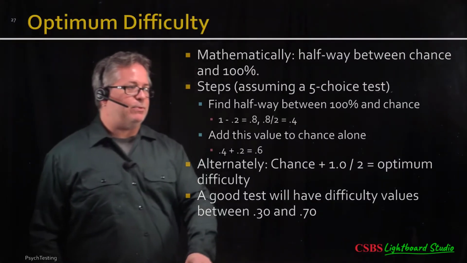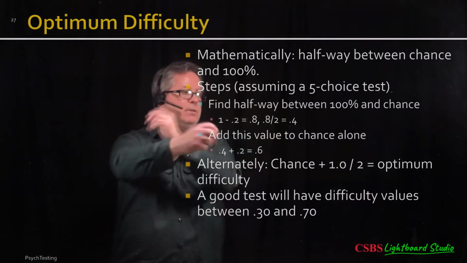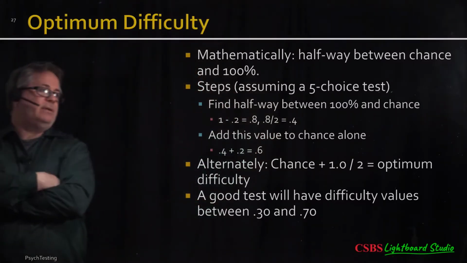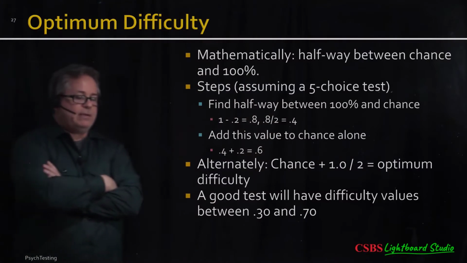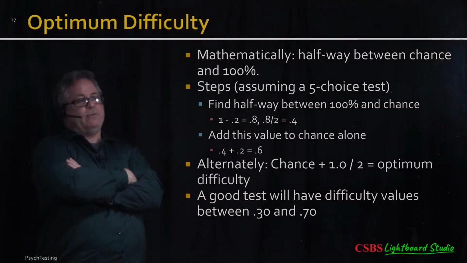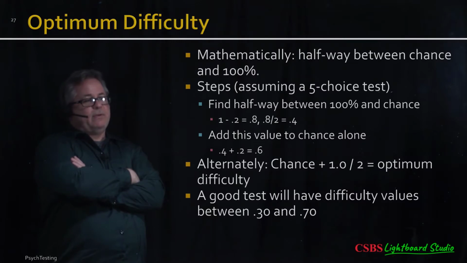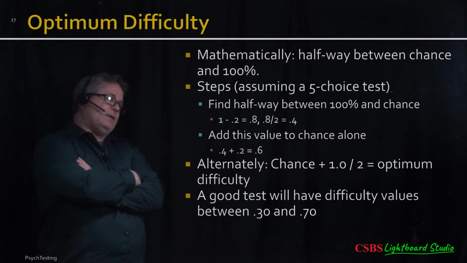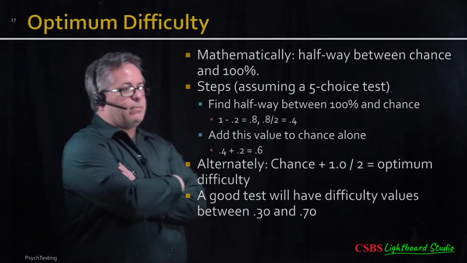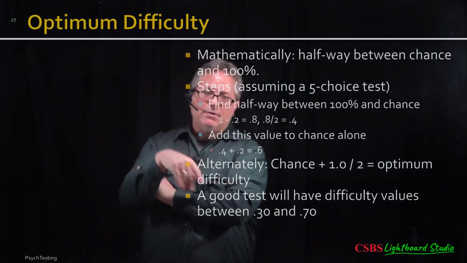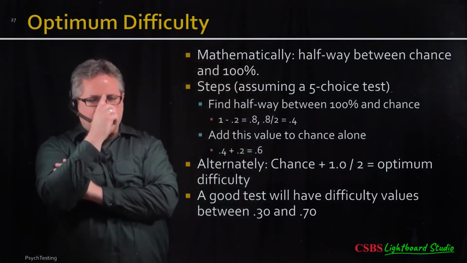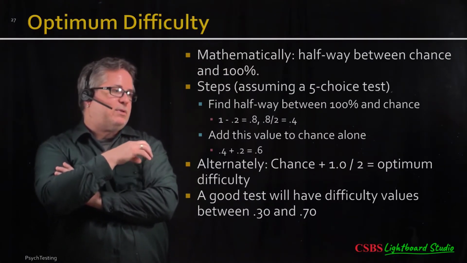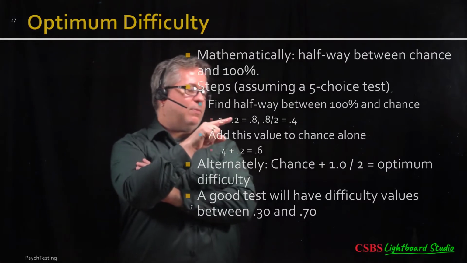So what's the optimal difficulty? Well, mathematically, you want something that is somewhere between chance and 100%. So that's not very informative. But let's say you have 5-choice tests. So 5 choices means that chance is about 0.2. Right? So if you're just guessing at answers, 0.2 is about your chance. So find halfway between 100% and chance.